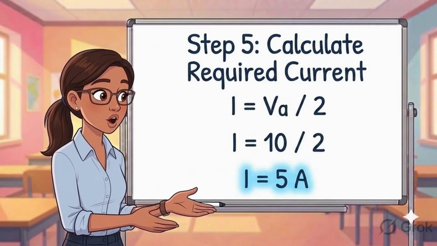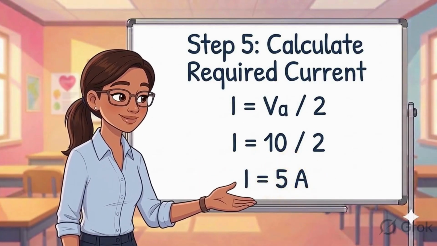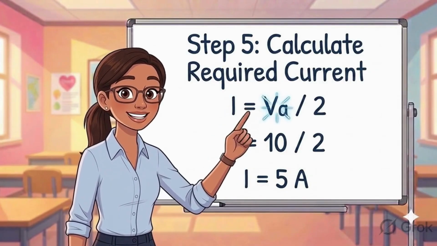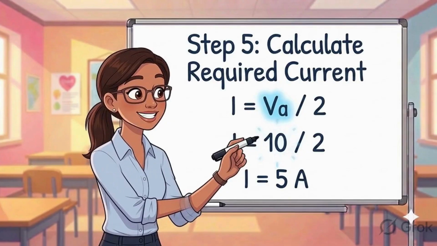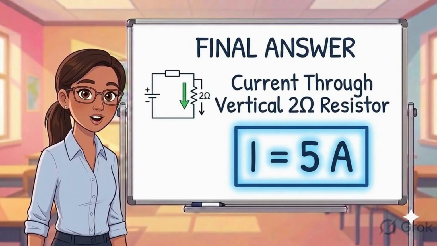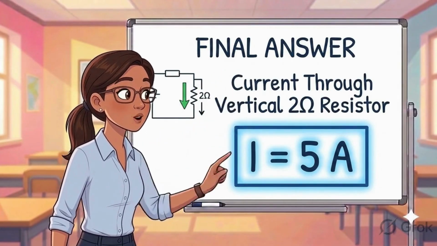So the required current is 5 amps. We got this by dividing the voltage by 2. This is our basic formula for this step. In our example, we divided 10 by 2. This gives us the 5 amps we need. That's step 5. The final answer is 5 amps. We calculated the current through this vertical 2-ohm resistor, so I equals 5 amps.